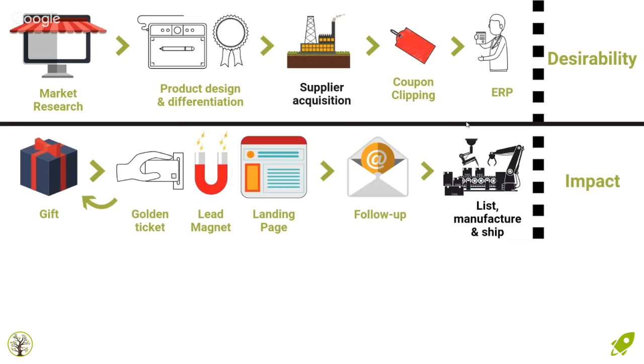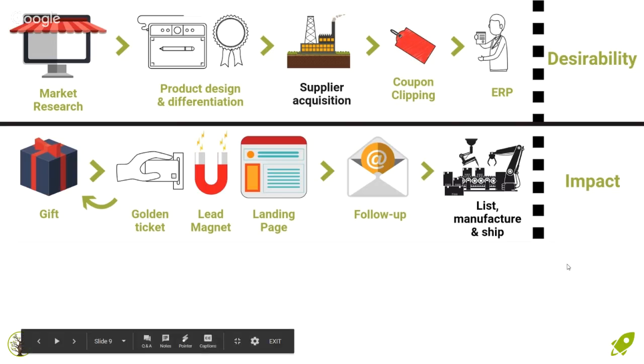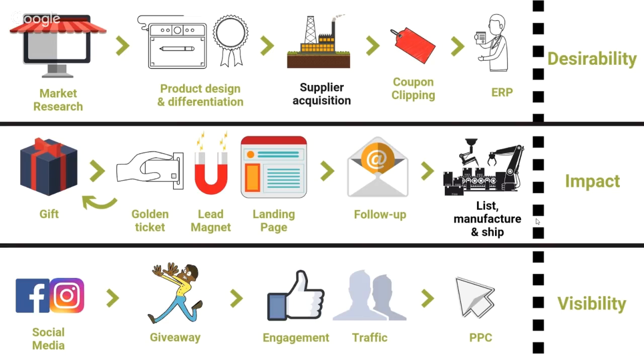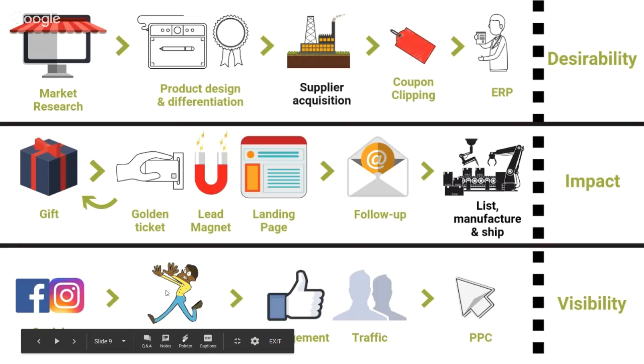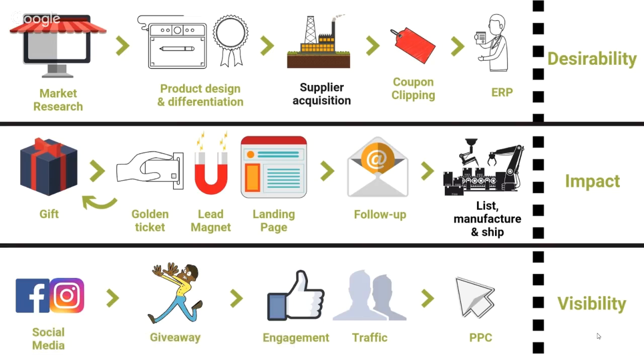And then just to show in the process where we would be, we would list and manufacture and ship the product. And then lastly is visibility. We've built all of that in, we've built it all out. And now we need to get in front of the customer at launch. We need to take this product to the next level. And that is going to be through social media, giveaways, Facebook ads, and PPC are the main tools we're going to look to in actually getting our product moving, getting it in front of people.